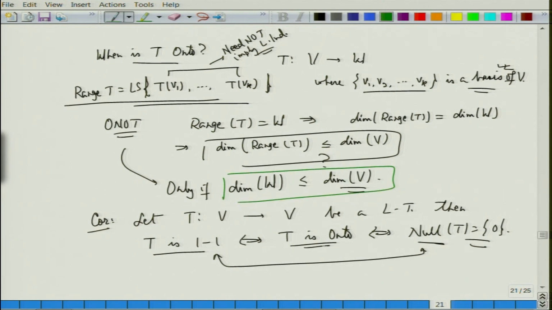So, for us T is onto will imply that both are V itself. So, this will imply that the linear span of T V1 till T Vk should be equal to the linear span of V1 to Vk, which is your V itself. So, what we are saying is that from V1 to Vk I am going to T V1 to T Vk. So, in some sense we are saying that T is invertible. I have not yet defined what I mean by a function being invertible, but you already know that a function f is invertible when it is 1-1 and onto, fine.